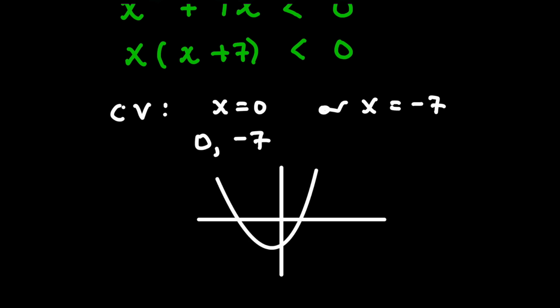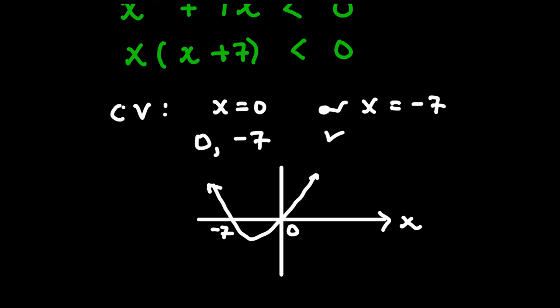Okay, so it's not doing it. Let me do it by hand. Maybe something like this. Okay, cool. So now this is going to be 0. This is going to be minus 7. These critical values are going to be the x-intercepts. So this is the x-axis, and this is the y-axis. Remember, the equation of the x-axis is y equals 0.